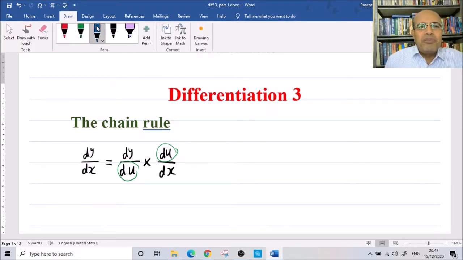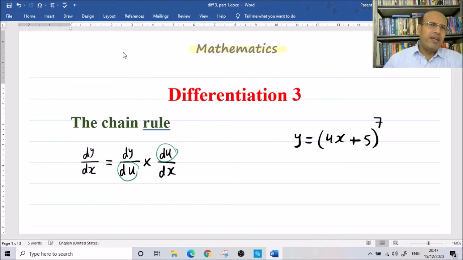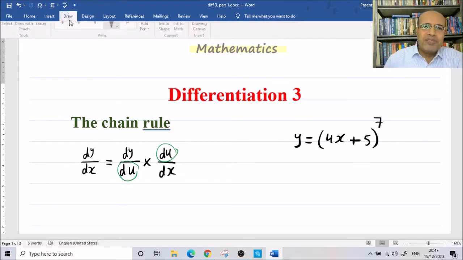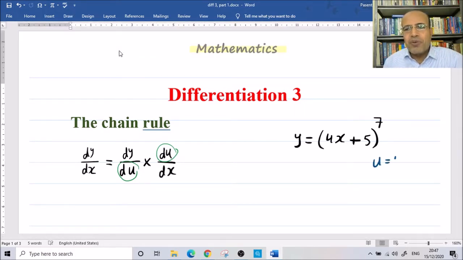When we use a composite function, for example, if we have this function y equals (4x plus 5) to the power 7, it is difficult to expand the bracket. صعب أن أنا أفك البراكت. So how can we solve this? We say let u equals 4x plus 5.